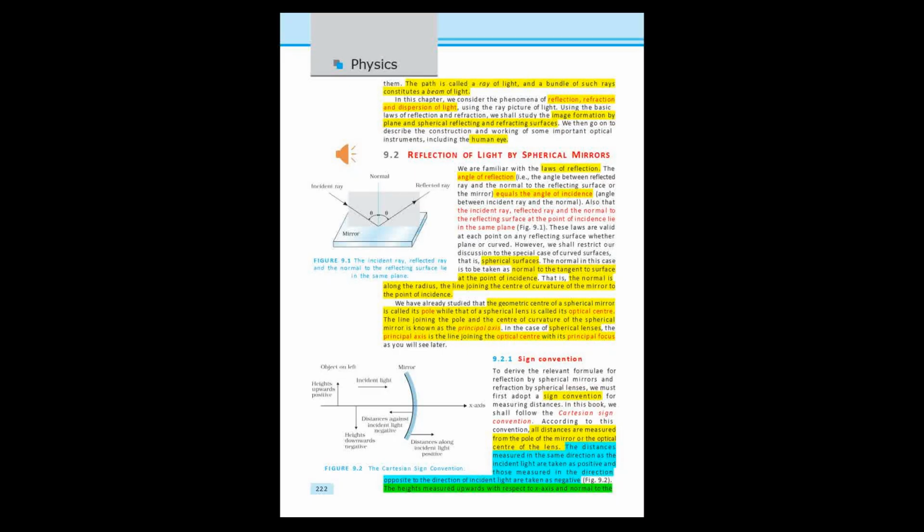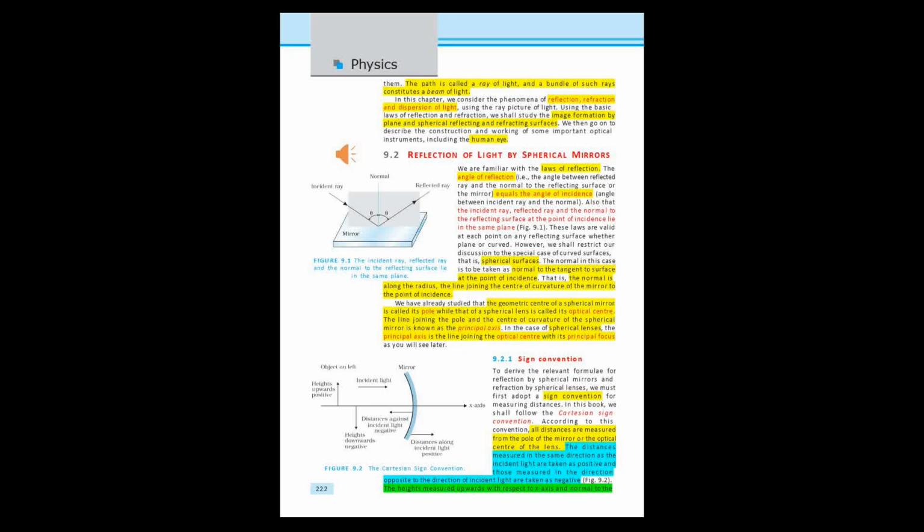However, we shall restrict our discussion to the special case of curved surfaces, that is, spherical surfaces. The normal in this case is to be taken as normal to the tangent to surface at the point of incidence. That is, the normal is along the radius, the line joining the center of curvature of the mirror to the point of incidence. We have already studied that the geometric center of a spherical mirror is called its pole, while that of a spherical lens is called its optical center. The line joining the pole and the center of curvature of the spherical mirror is known as the principal axis. In the case of spherical lenses, the principal axis is the line joining the optical center with its principal focus, as you will see later.